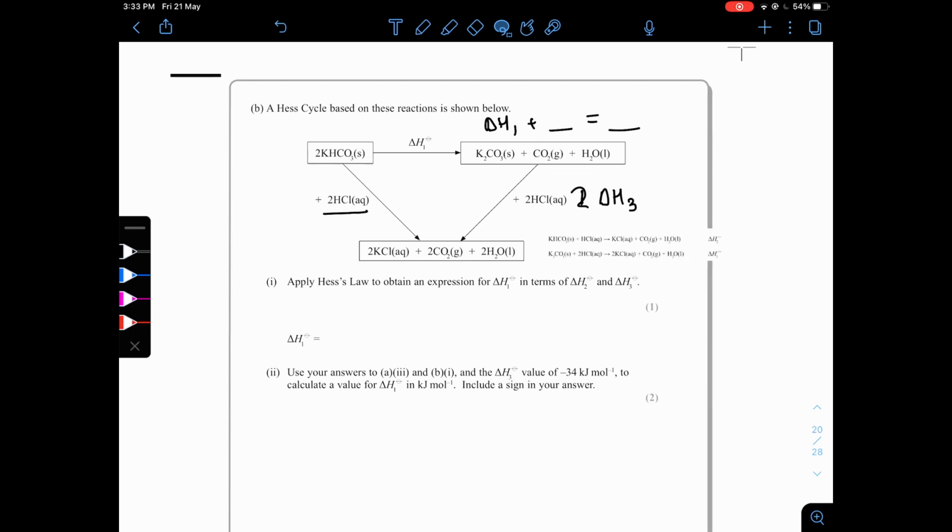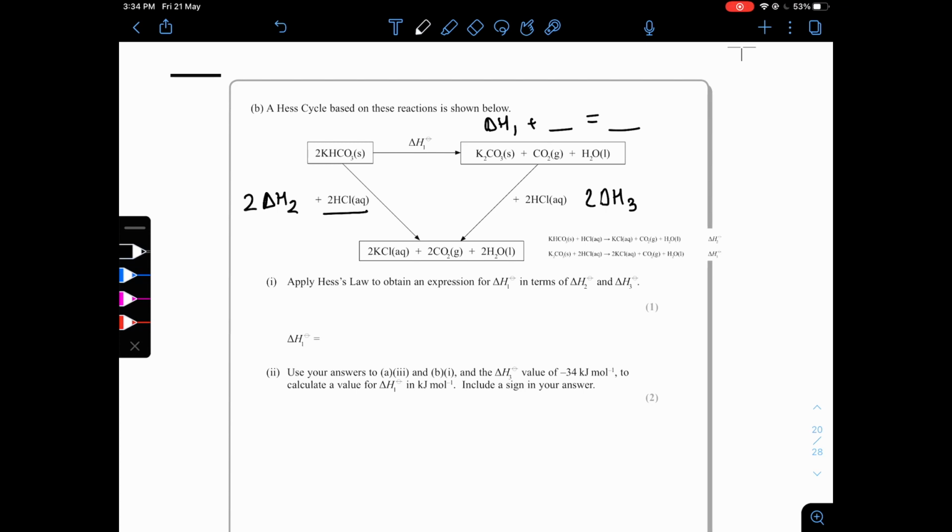So this reaction, K2CO3 plus 2HCl, is delta H3. So it's two times this, right? If I can do this, this is two times this, and this one is what? This is 2KHCO3, potassium hydrogen carbonate, decomposing to this. This is the second one over here. So we get here, this is two times delta H2.